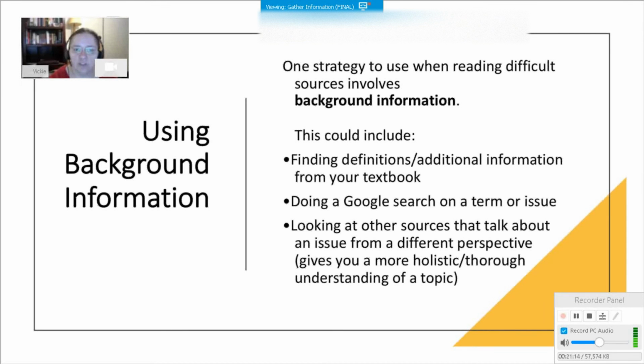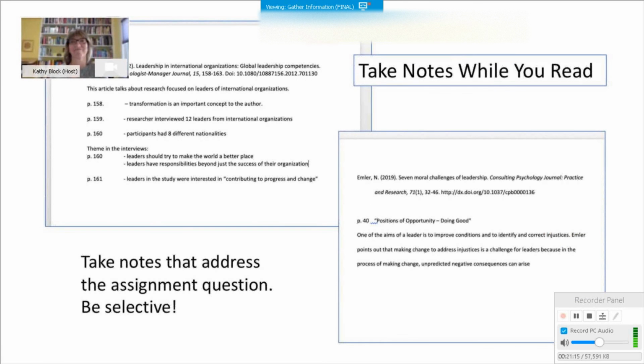So I'll pass it back to Kathy now to take us through taking notes while you read. Okay, thanks, Vicki. We're going to shift gears a little bit here, and we're going to get really practical and start talking about note-taking and then paraphrasing. But before we do, Coral, are there any comments or questions coming up in the chat related to reading?